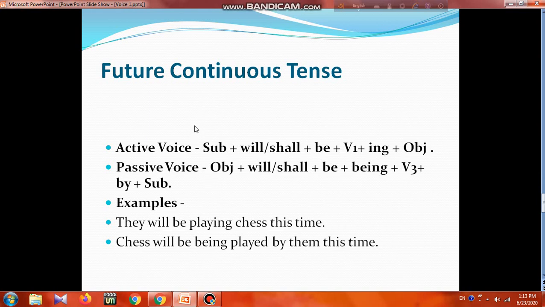Next comes future continuous tense. Active voice: subject, shall or will, be, verb plus ing, object. And passive voice: object, shall or will, be, being, B3, by subject. They will be playing chess this time. So chess will be being played by them this time.